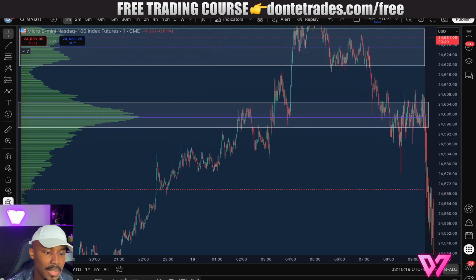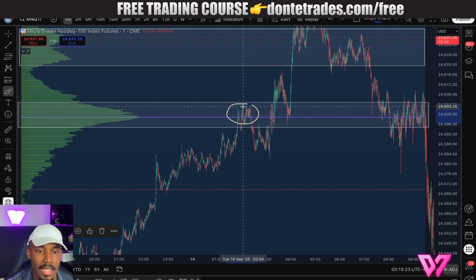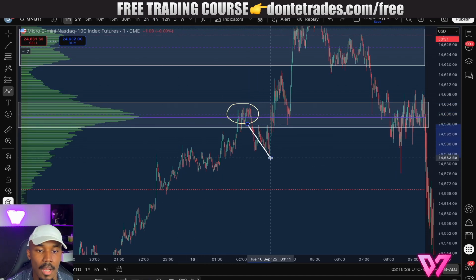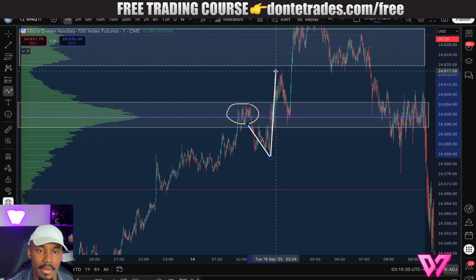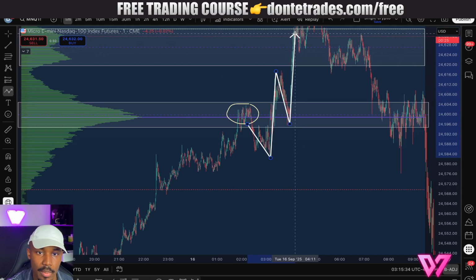And you can see that this was a key area of resistance here. We tried to break through this area, and then what happened? We didn't break through that area, and then we had this rejection down here. But once we actually broke through this area, this resistance flips into a support, and then we push higher, right?